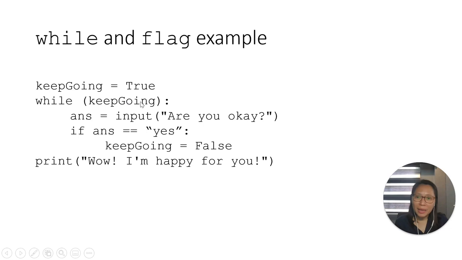The initial value of keep going is true. So while keep going, we ask the question, are you okay? If ans is equal to yes, we set keep going to false. The next time the program goes to this condition, keep going is already false, and the program will print, wow, I'm happy for you.